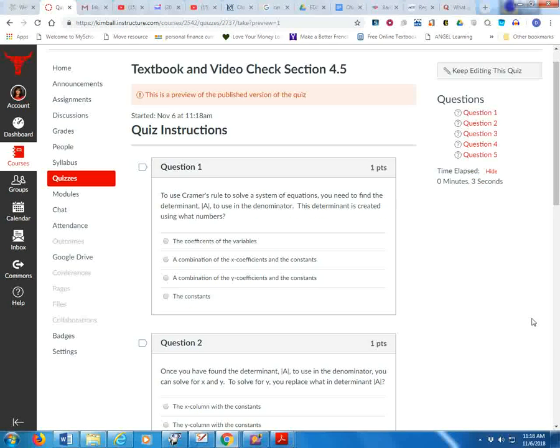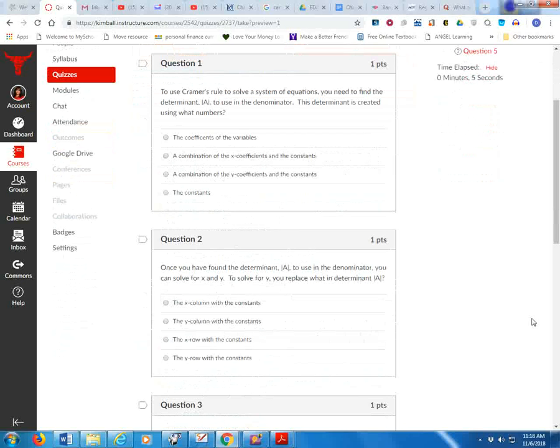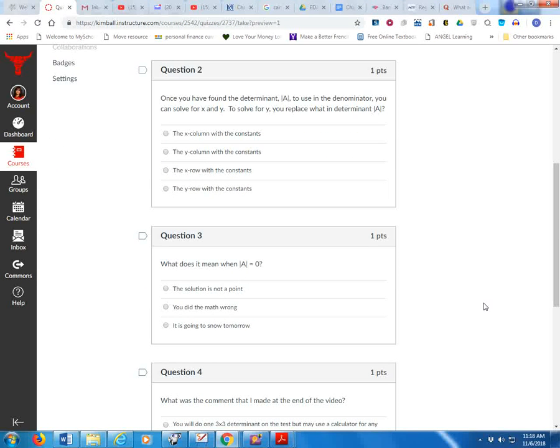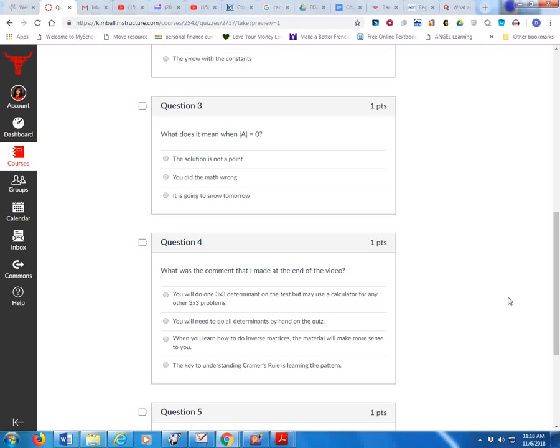All right, to use Cramer's rule to solve a system of equations, you need to find the determinant to use in the denominator. The determinant is created using what numbers? The coefficients of the variables. Yep. Question 2. Once you've found the determinant to use in the denominator, you can solve for x and y. To solve for y, you replace what? The y column with the constants. Good. Question 3. What does it mean when the determinant of A equals 0? No solution. Not going to be a single point.